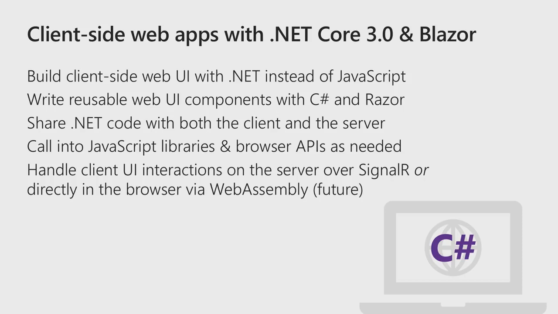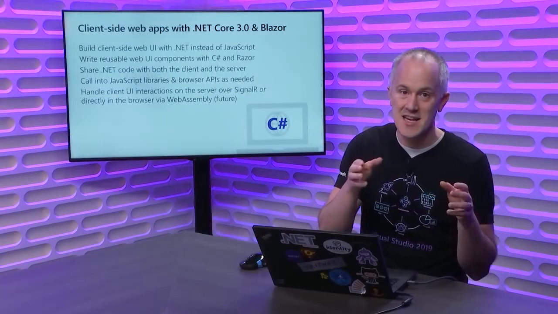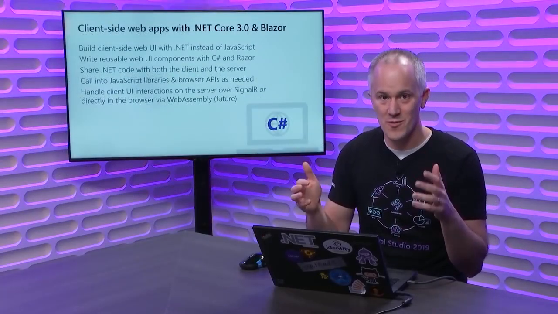You can call into existing JavaScript libraries and browser APIs using a JavaScript interop. And initially, we will support 2 hosting models for these kinds of applications. We will support hosting these apps on a server where all of the UI interactions with the browser get handled over a SignalR connection. Or we will also support hosting these applications client-side in the browser on top of WebAssembly.